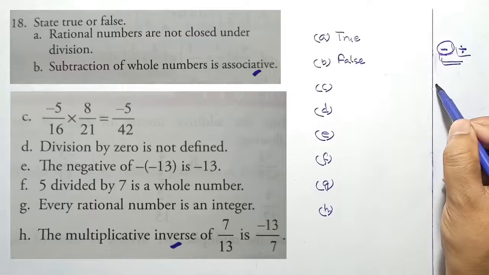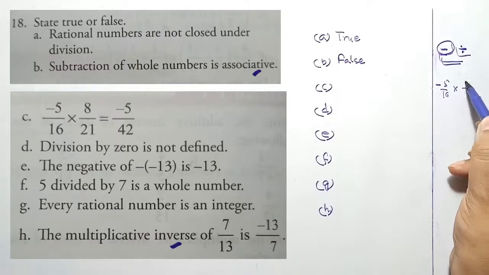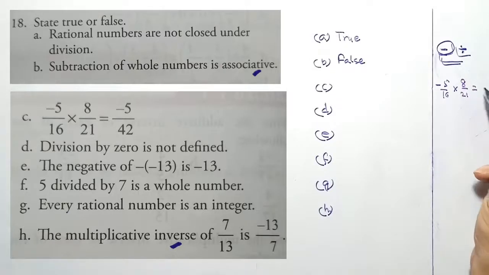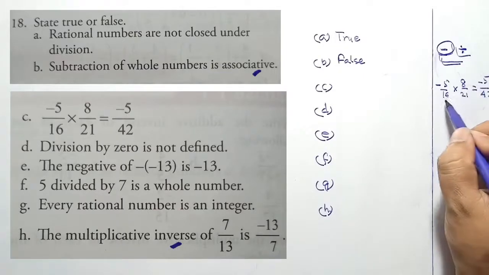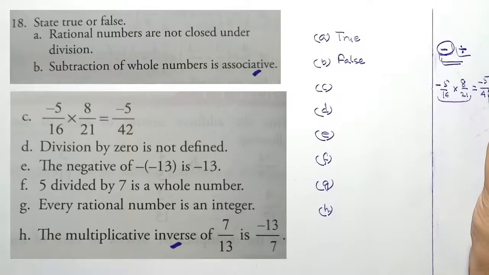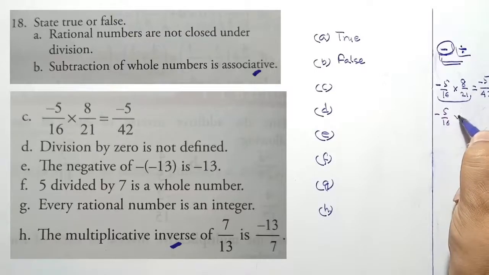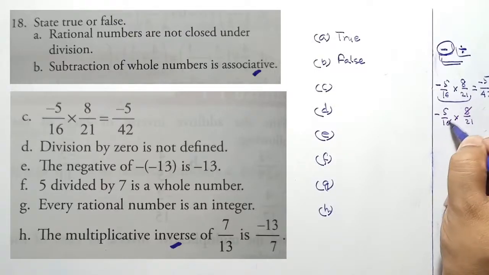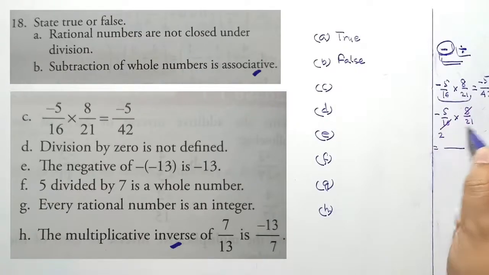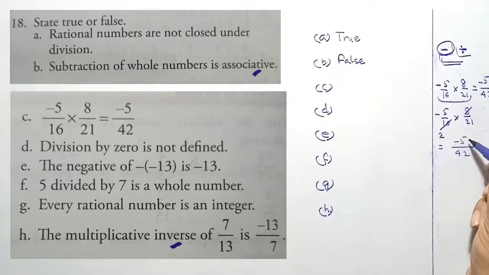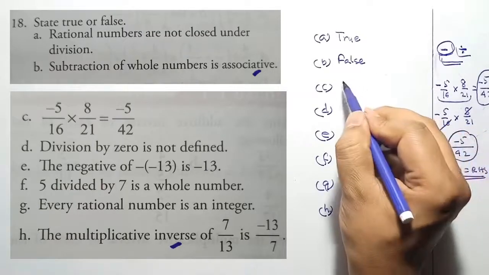Question C: minus 5 by 16 into 8 by 21 equal to minus 5 by 42. Question C mein hum isko pehle is part ko solve karenge, uske baad agar ye value nikal ke aayega to ye true hoga, agar nahi aayega to ye false hoga. So 5 by 16 into 8 by 21, so 8 to the 16, so finally answer is 2 into 1 equal to 2, 2 into 2 equal to 4, so equal to minus 5. So this part is same with this part, therefore left hand side equal to right hand side, so the statement is true.